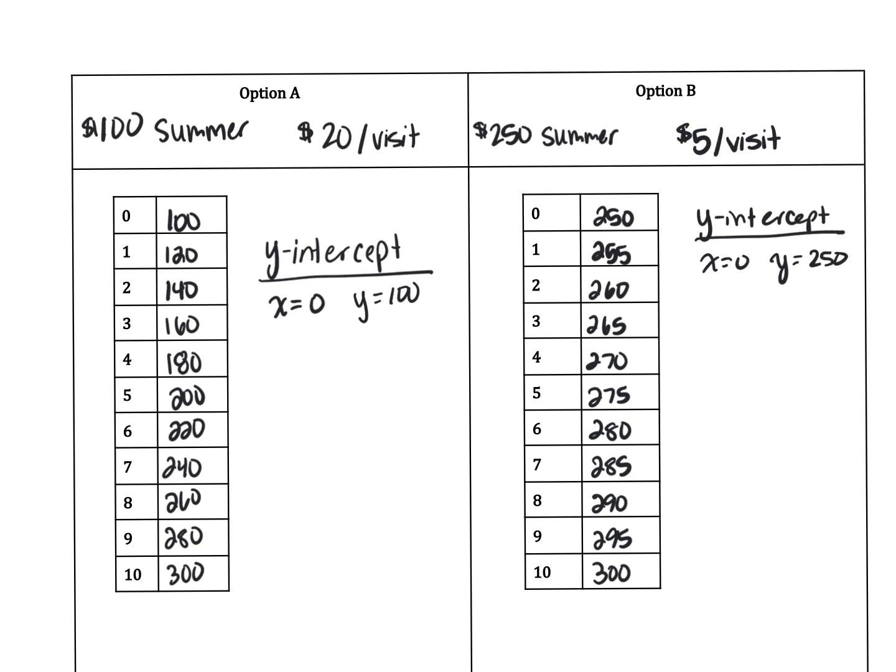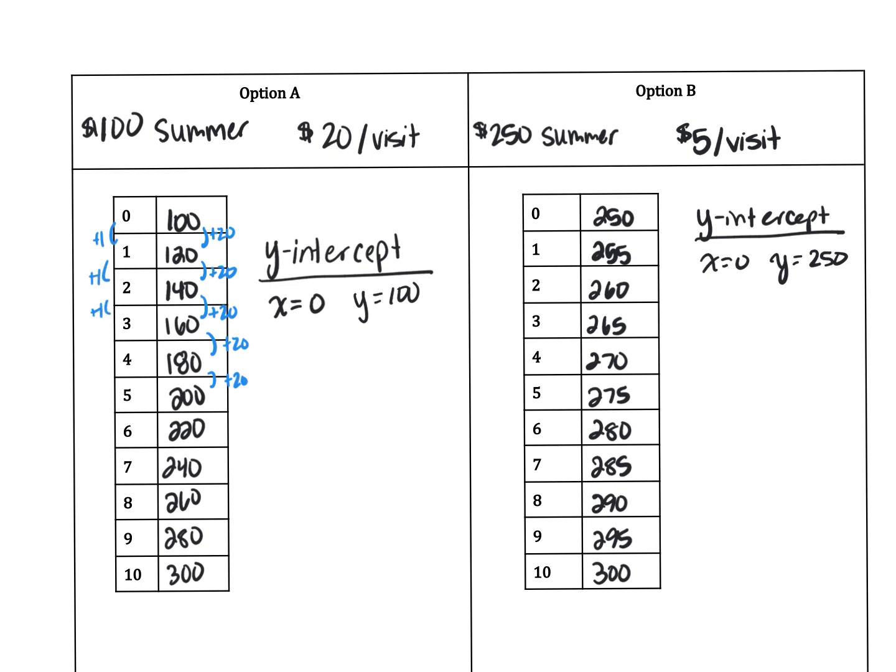The other value that we want to have when we are trying to write our linear equation is our slope. So our slope is our change in y divided by our change in x. So if we look at what's happening to our y value each time, we can see that we're increasing by 20 each time here. So every single time we added 20 for every increase in one visit.